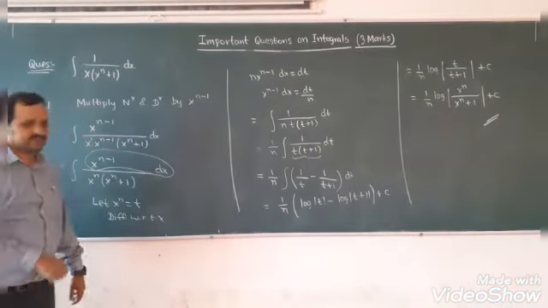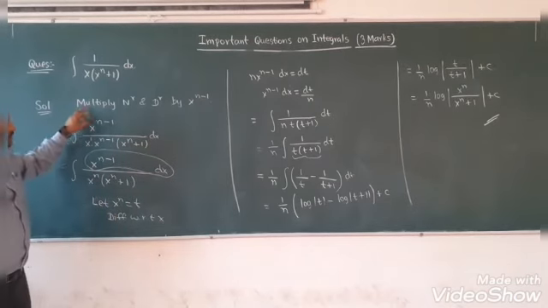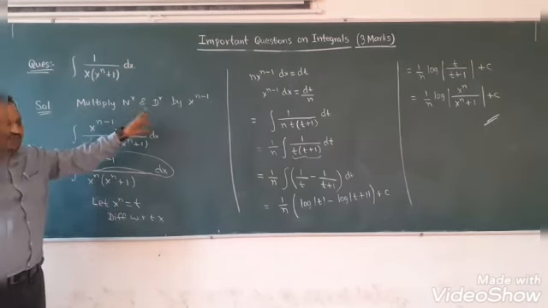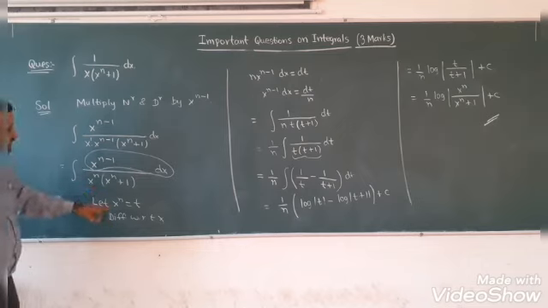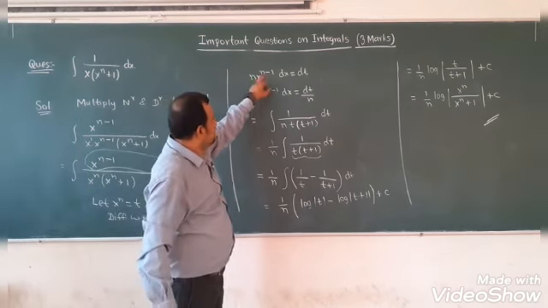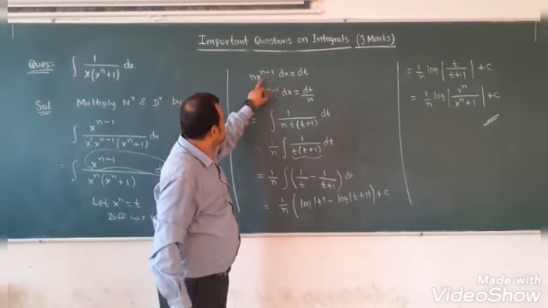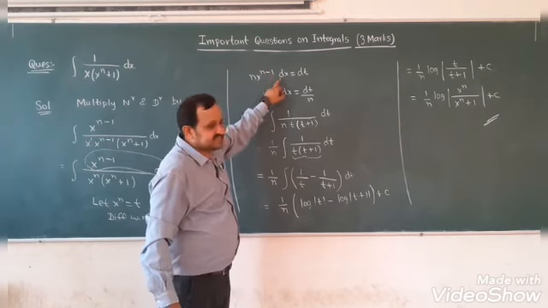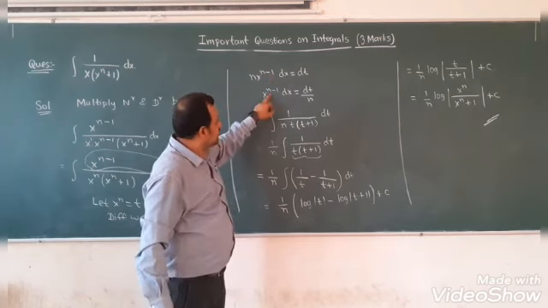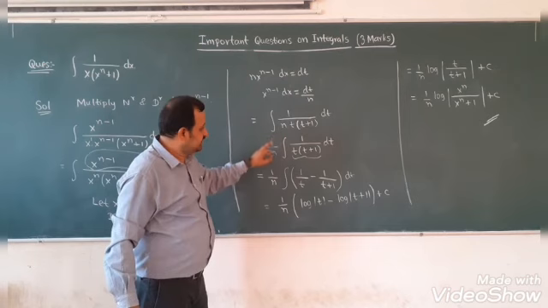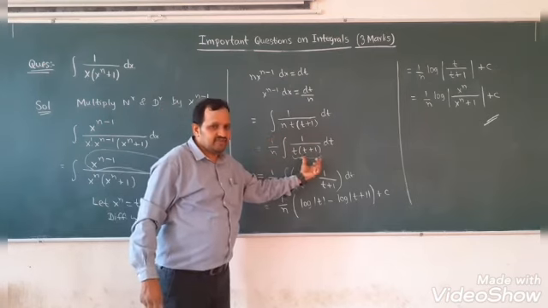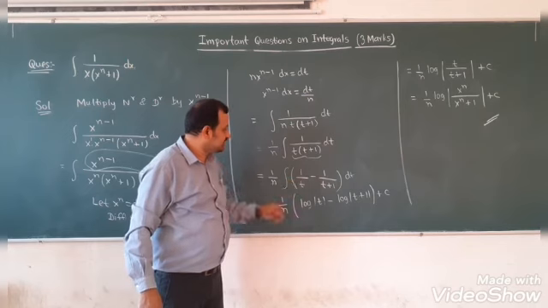I hope the steps are clear. Look here once again. Multiply numerator and denominator by x to the power n minus 1. You will get this. Here the 1 will get cancelled and you will get x to the power n. Let x to the power n equal to t. Differentiate, you will get n x to the power n minus 1 dx is equal to dt, or x to the power n minus 1 dx is equal to dt by n. So 1 by n is constant, it will come outside. If you want, apply partial fraction; otherwise we can also do it directly.